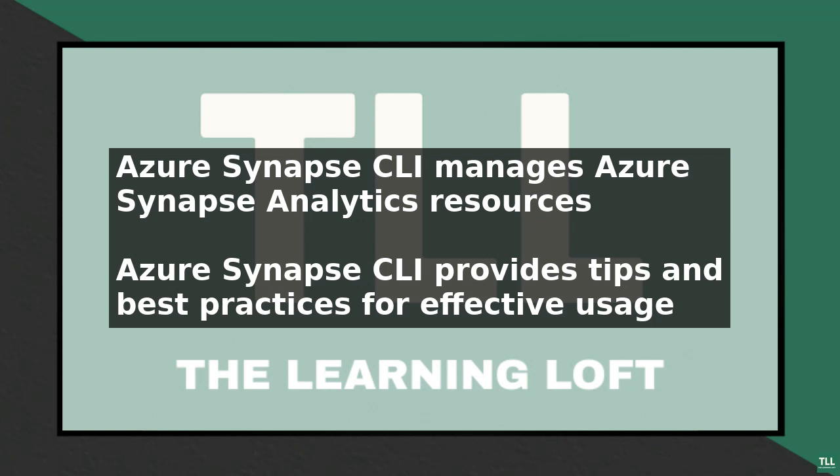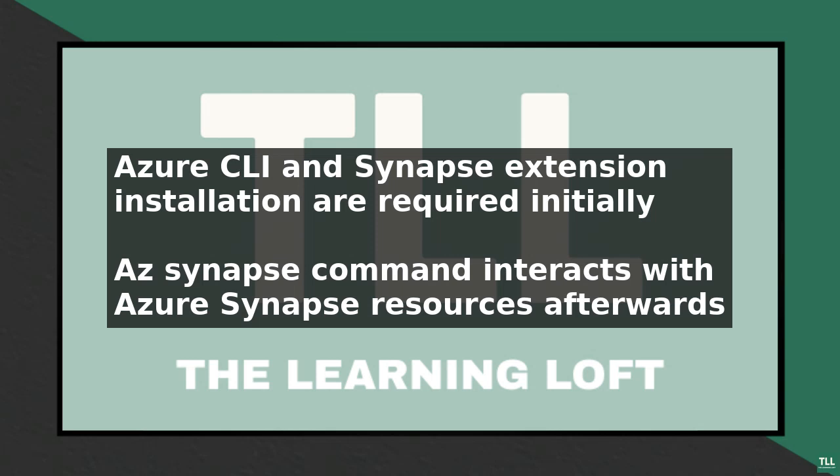Getting started with Azure Synapse CLI. To get started, you need to install the Azure CLI and then install the Synapse extension. You can do this by running the command az extension add --name synapse. Once installed, you can use the az synapse command to interact with Azure Synapse resources.